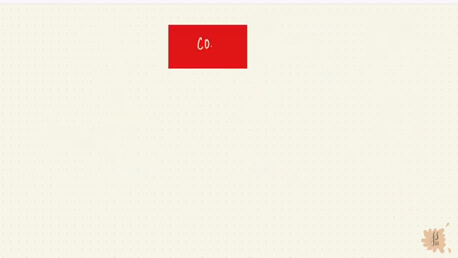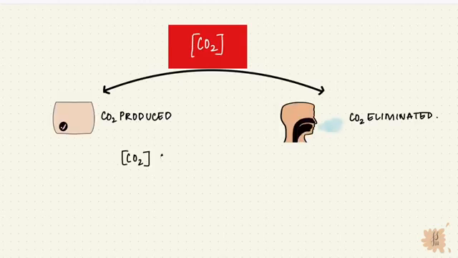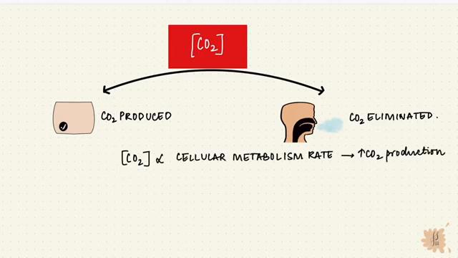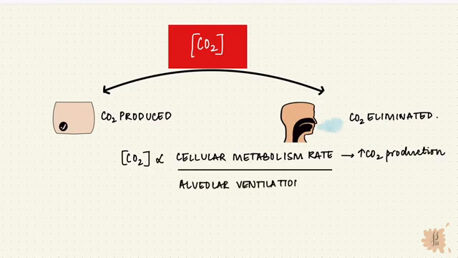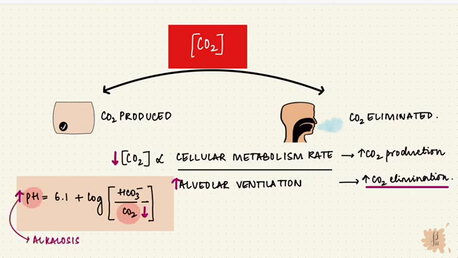The carbon dioxide level in the blood depends upon how much is produced and how much is eliminated. It's directly proportional to the cellular metabolism rate, which increases carbon dioxide production, and inversely proportional to alveolar ventilation, which controls carbon dioxide elimination. So if there's increased cellular metabolism, there's more carbon dioxide. And by the Henderson-Hasselbalch equation, more carbon dioxide means low pH, acidosis. If there's increased alveolar ventilation, there's more carbon dioxide elimination. So there's an increase in the pH, alkalosis.